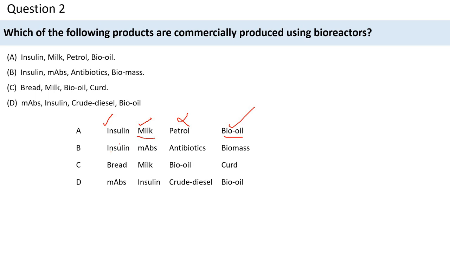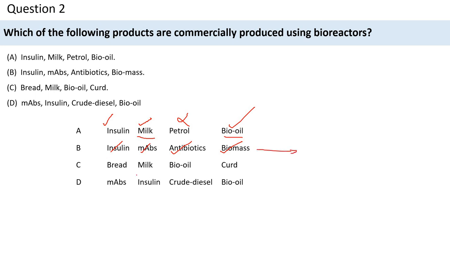Option B: yes, insulin is produced, and MABs, which we call monoclonal antibodies, are produced in bioreactors on a large scale. As antibiotics, the very well known antibiotic is penicillin, which is produced by Penicillium notatum. Yes, it is produced using bioreactors. And as Sir has already discussed in the course, biomass itself can sometimes be a product. Examples are spirulina and many other algal products as well. So yes, biomass itself is a product here. So option B has all four options right.